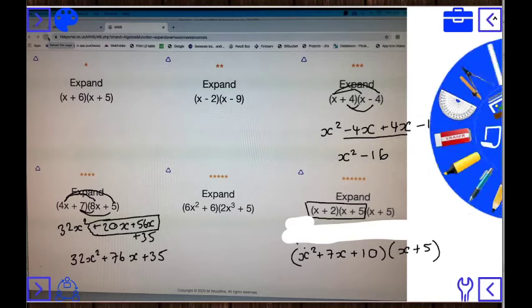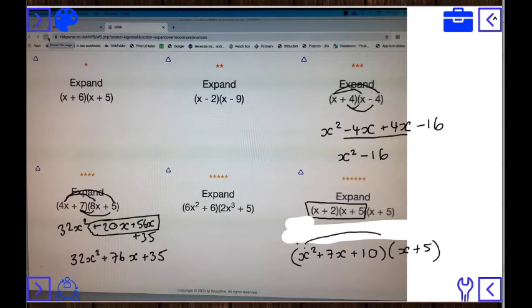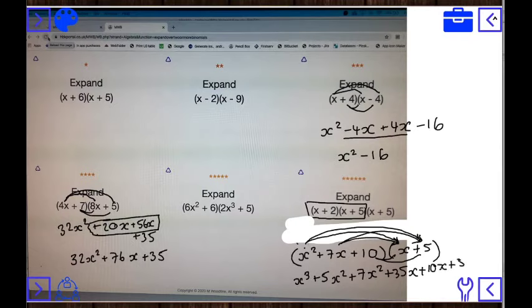With this one, we do x squared times x and x squared times 5. So I get x cubed plus 5x squared. I now need to multiply everything in the second bracket by 7x. So it will be 7x times x is 7x squared. And 7x times 5 would then give me 35x. We now need to multiply everything in the second bracket by 10, so 10 times x and 10 times 5, so it will be 10x add 50. So we now look for the things that can be simplified, and as you can see here, we've got these two terms and these two terms can be simplified.